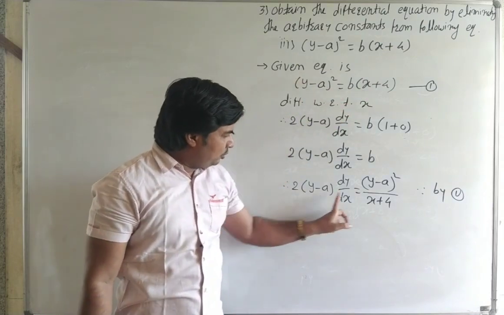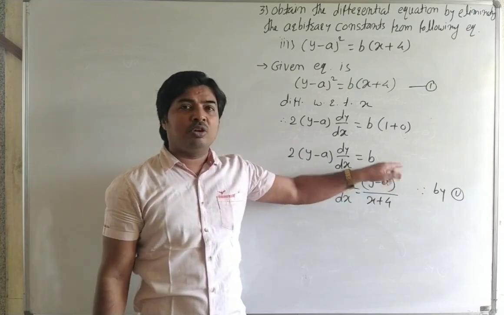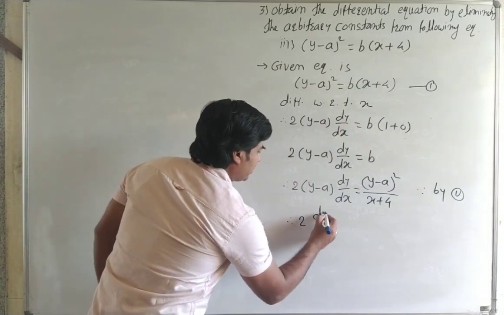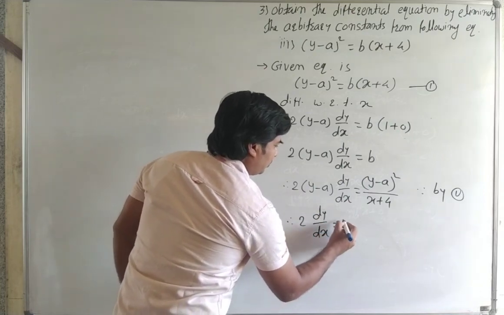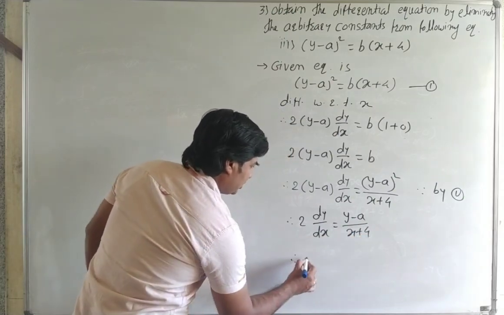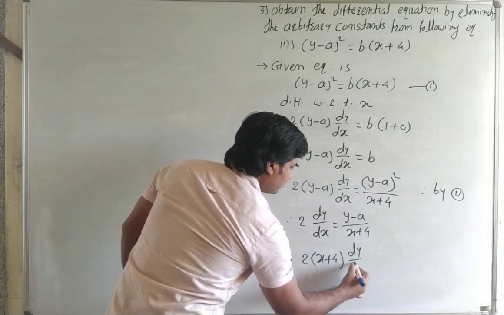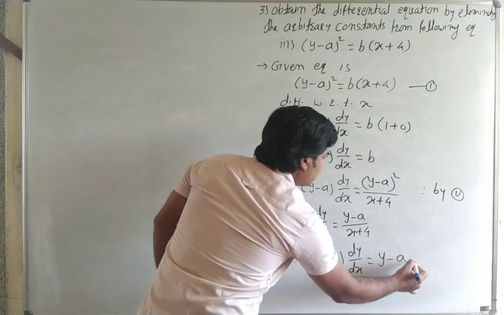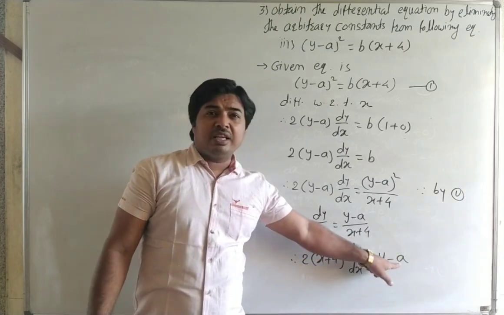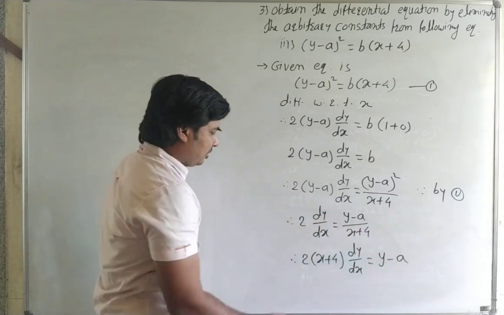Now there is only one arbitrary constant present, that is a. Now it is y minus a, and here it is (y minus a) squared. One factor of y minus a gets cancelled. Then we get 2 dy by dx is equal to (y minus a) upon (x plus 4), and therefore 2 into (x plus 4) dy by dx is equal to y minus a. And now when we differentiate this relation, this a gets cancelled, because it is a constant, and then we get our differential equation.